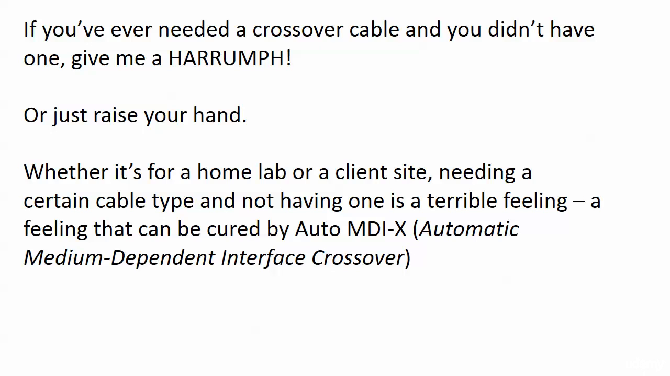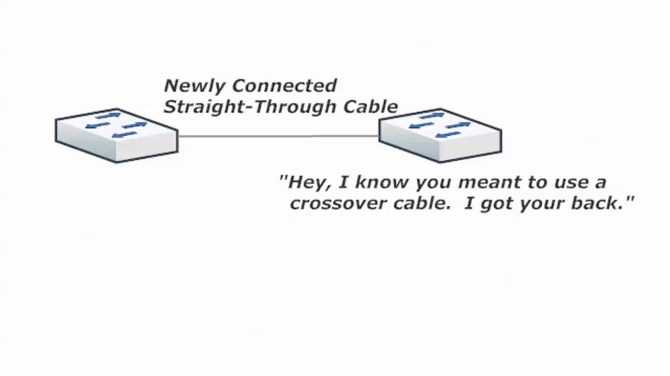Well, that's where the automatic medium dependent interface crossover, thankfully abbreviated as Auto MDIX, comes in handy. Because what happens is when you connect a straight through cable in a situation like this, between two switches, and if the ports you're connecting to are MDIX enabled, then the port's going to say, you know what, I know you meant to use a crossover cable here. I'm talking to the other guy and I can see he's a switch too. He's a like device. I got you back. I'm going to act like a crossover cable.